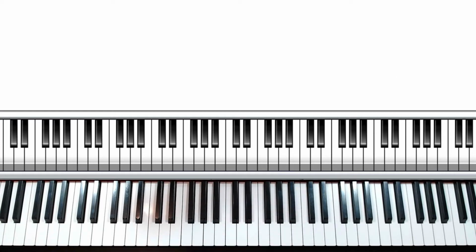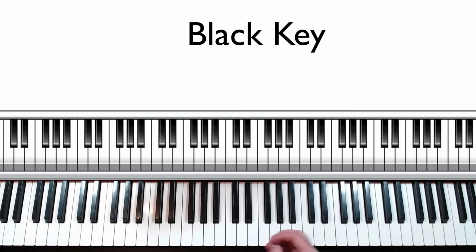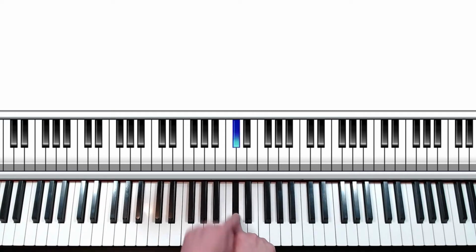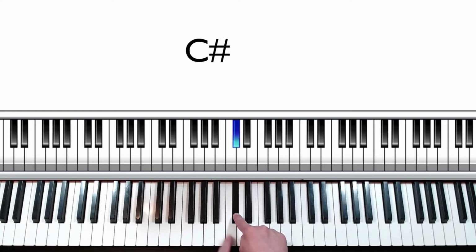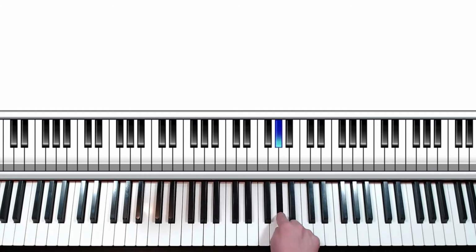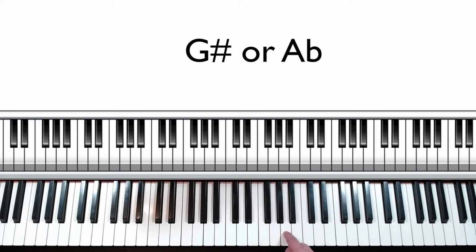Now, here's where it gets interesting. A black key can actually be either a sharp or a flat. For instance, this key right here could be either a C sharp, it's a half step up from C, or it could also be a D flat, it's a half step down from D. Same thing with this black key. This black key could be either a G sharp, it's a half step up from G, or it could be an A flat, it's a half step down from A.